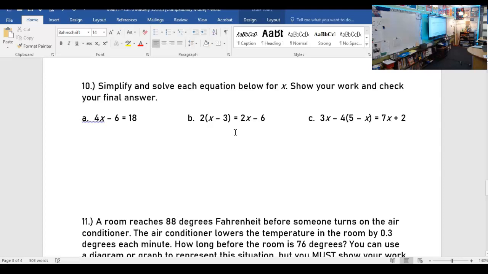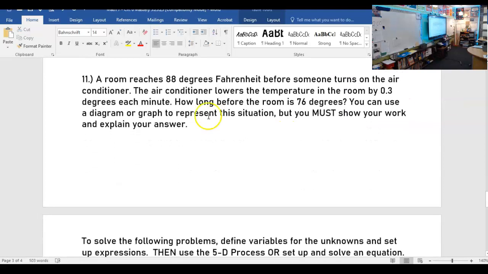In 10, again, equations. Solve them. But these are a bit trickier because, like, in A, you've got that 2 in front of the parentheses. And in B. And in C, what number is in front of the parentheses? -4. That's a -4. Watch out for that.